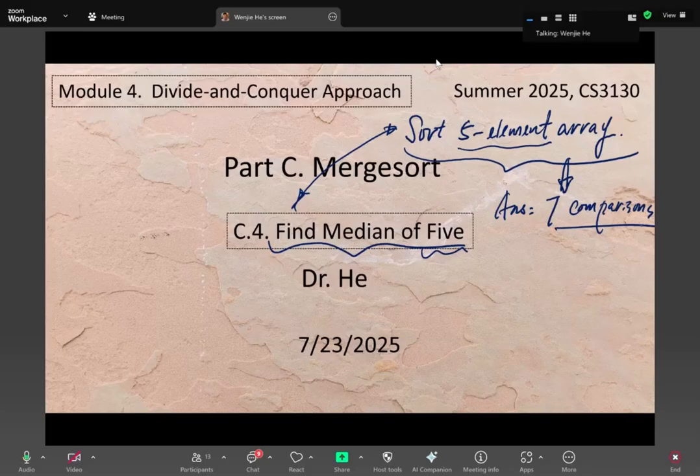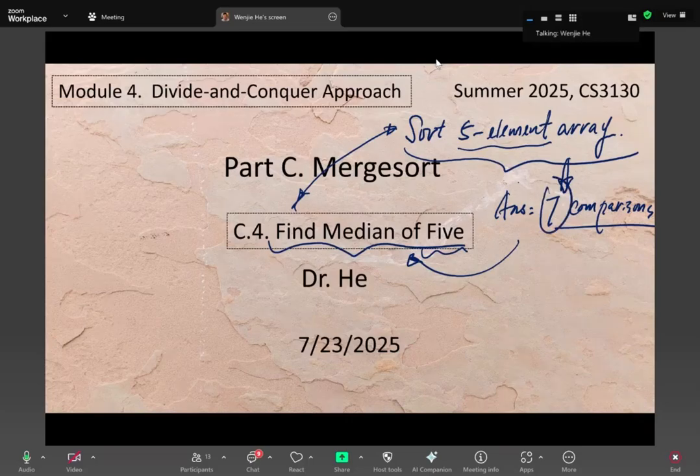We can use 7 comparisons to sort that 5-element array. That means when you solve this problem, you should not use more than 7 comparisons, right? Because the worst we can do, we can sort the 5-element array, then we pick the median. So the worst we need is 7 comparisons.